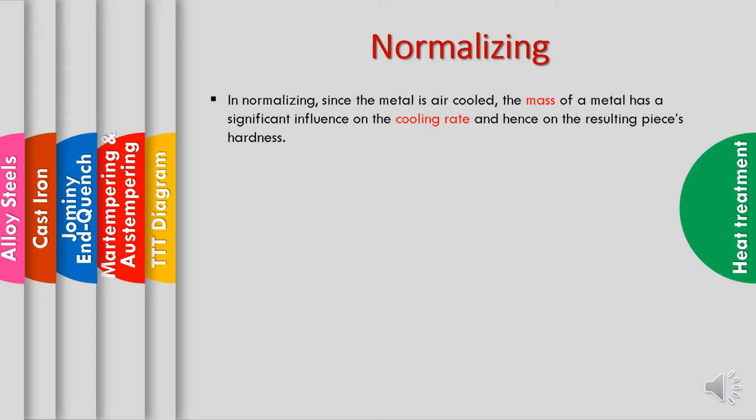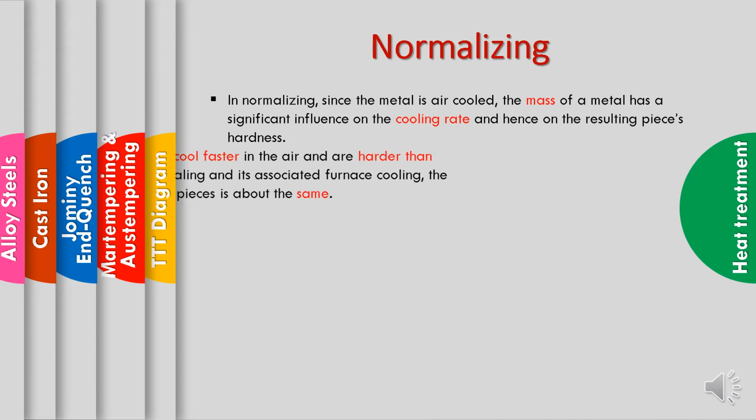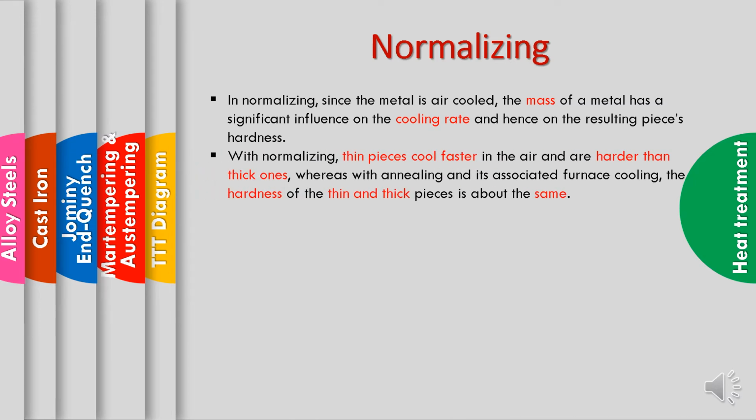In normalizing, since the metal is air cooled, the mass of the metal has a significant influence on the cooling rate, and hence on the resulting piece hardness. So with normalizing, thin pieces cool faster in the air and are harder than thick ones. So if we compare the metal in a thin piece and a thick one, the thin piece is much harder than the thick one.